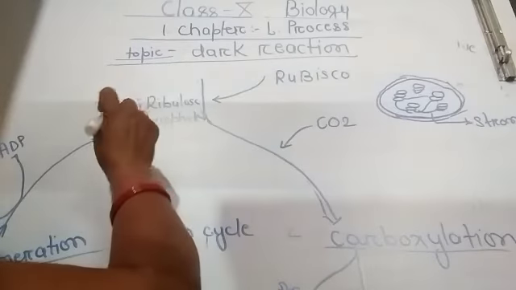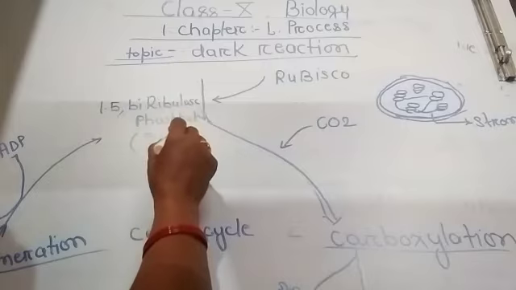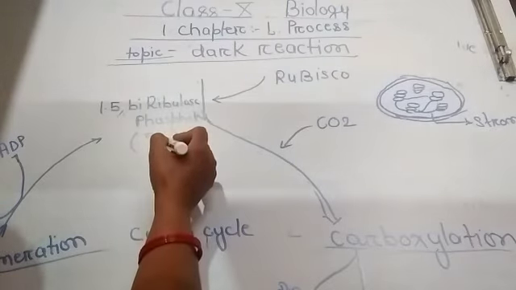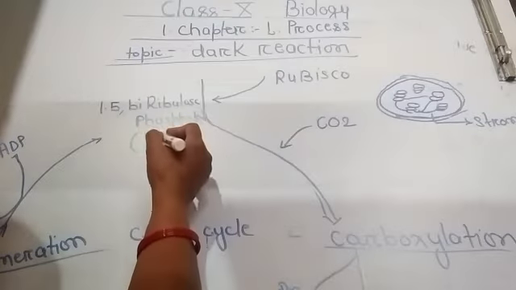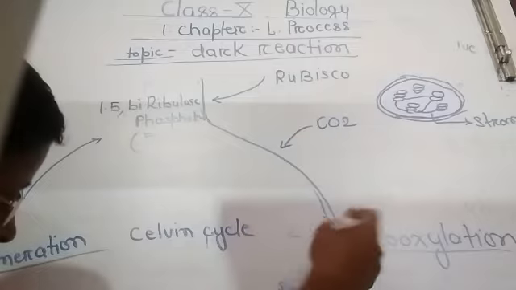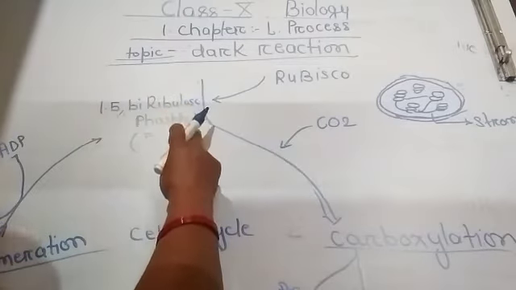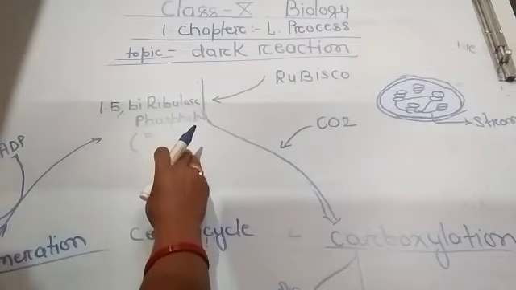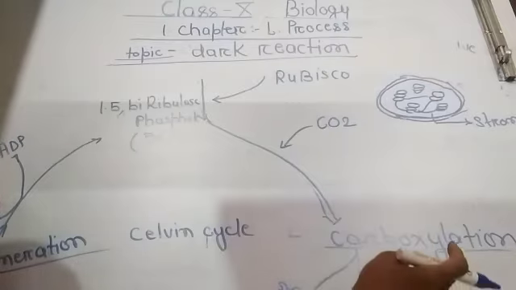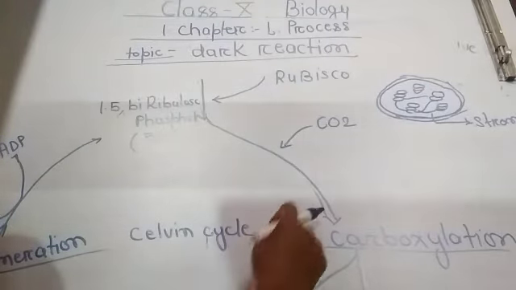First step: 1,5-bisribulose phosphate is a 5 carbon compound. It has the capacity to fix carbon dioxide into a 6 carbon compound. It has the ability to carry carbon dioxide and convert it into a 6 carbon compound. This is called the fixation of carbon dioxide into a carbon compound.